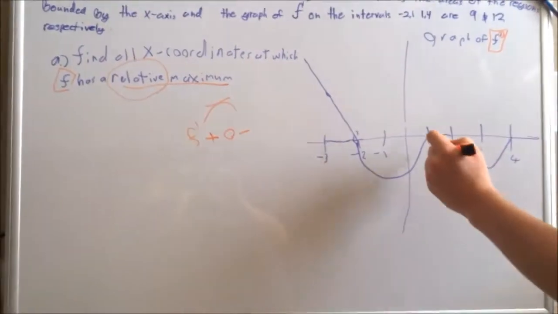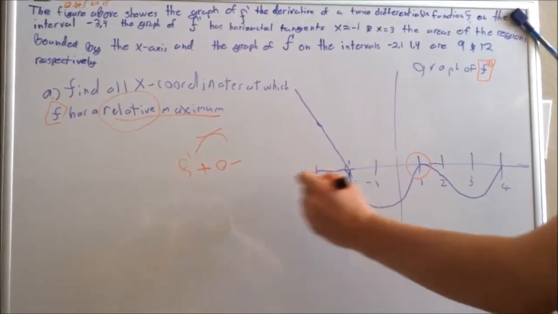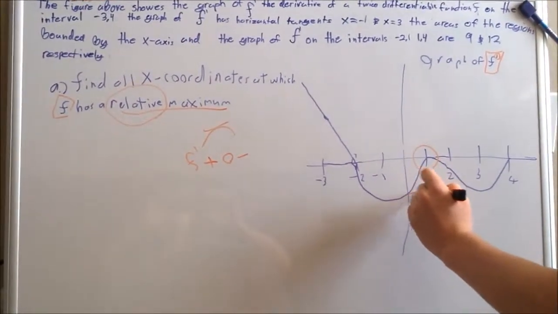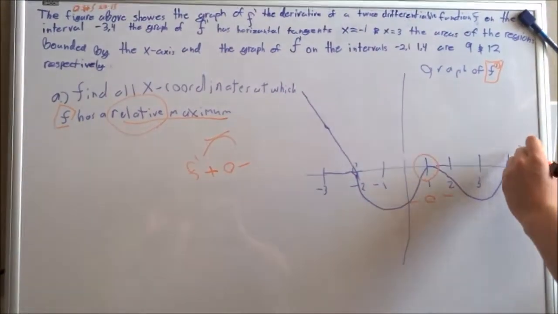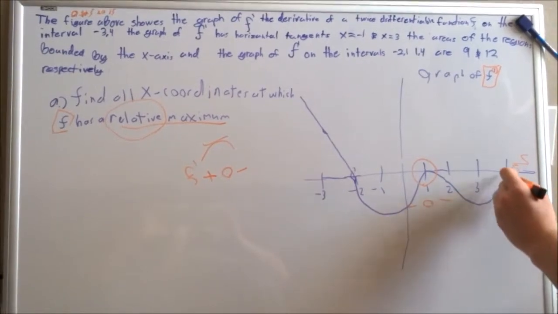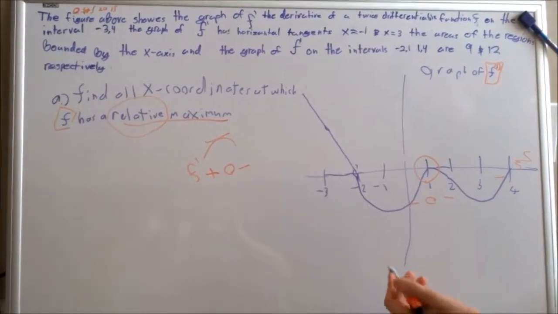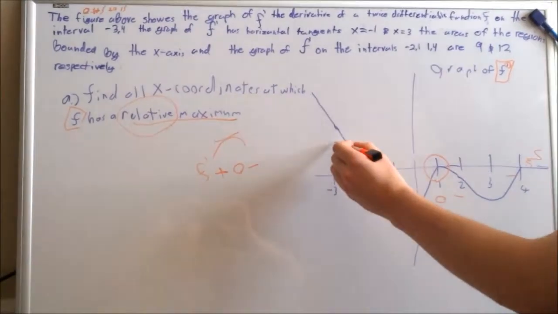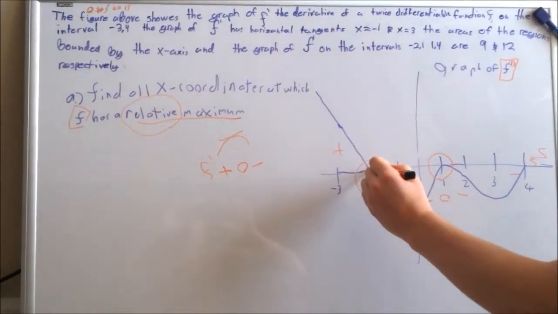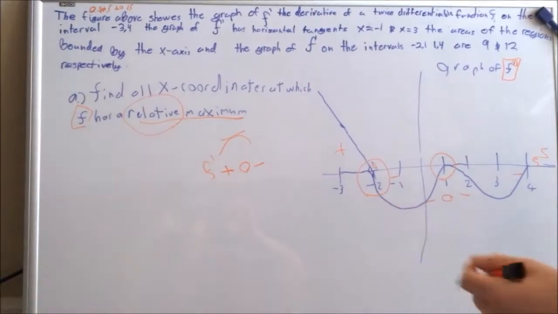Now, 1 does not work because it never started positive. It's already negative, went to 0, and went back to negative. 4 does not work because we haven't been given a value here, and regardless, it starts negative. The only possible spot is negative 2, where it starts positive, hits 0, and goes negative.